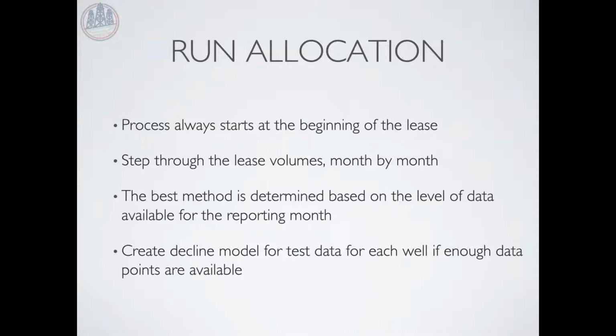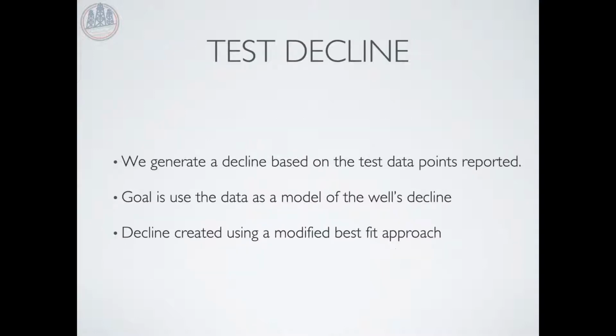And then before we get started on the actual decline of the piece, we do create at the onset a decline model for test data if enough points are available. And what that looks like is we take all the test data points and then we create a decline model off of the test data points alone, kind of in a vacuum. And the goal is not to use those necessarily as hard data points, as in assign a production for this number based off of the test decline. It's to create a model of the well's decline.